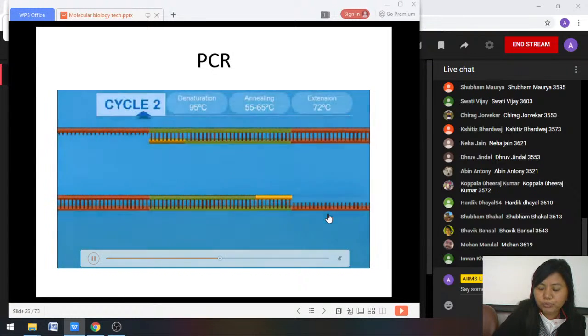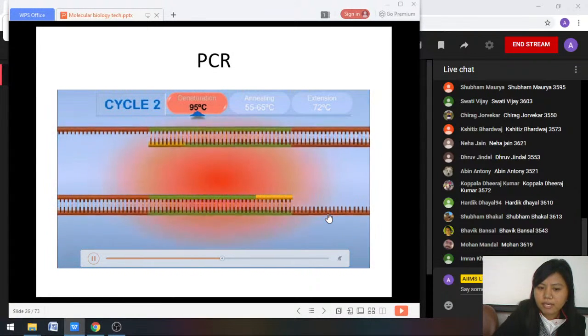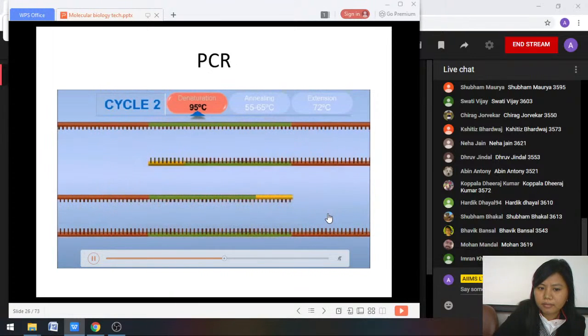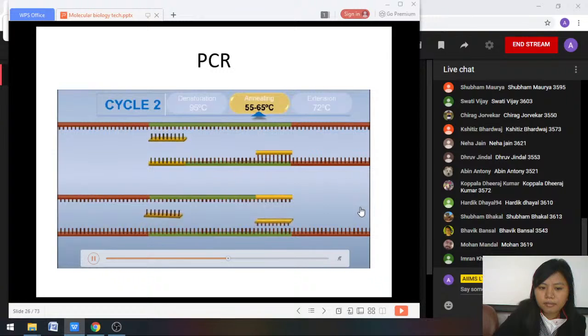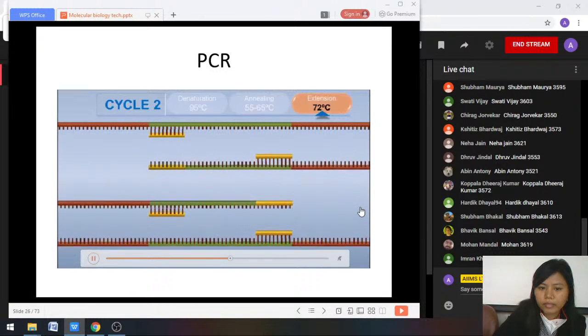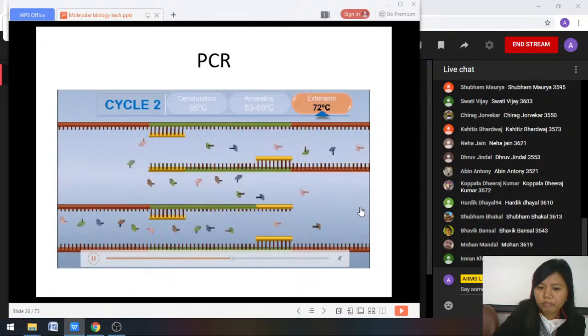So this activity is being repeated several times in a PCR. In the next cycle, the steps are again seen in a similar manner, where denaturation, annealing, extension will further almost doubles the amount of DNA which was present previously.